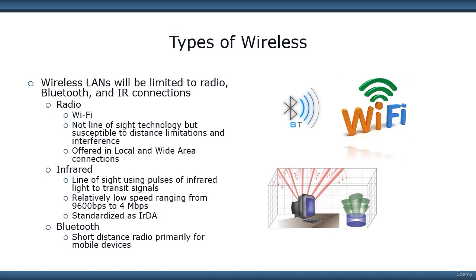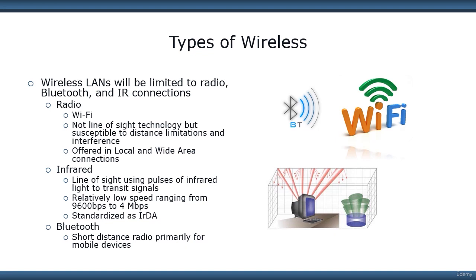Infrared is line of sight, using pulses of infrared light to transmit signals. Relatively low speeds, 9600 bps up to a whopping 4 megabits per second. This was standardized as IrDA, the Infrared Data Association. But that's sort of a history lesson at this point. Infrared works great for remote controls. It does not work great for networking.